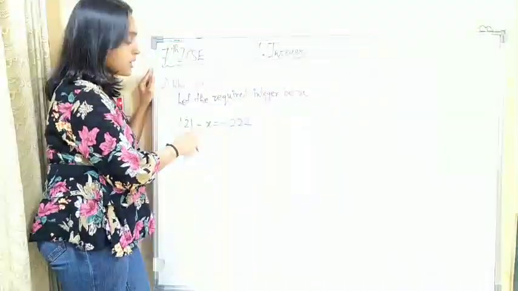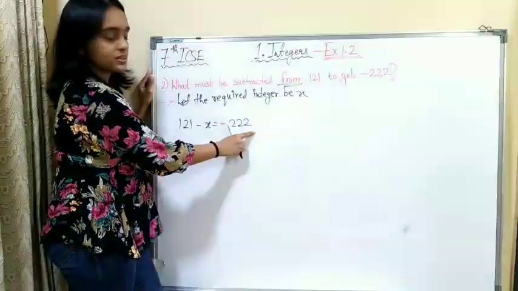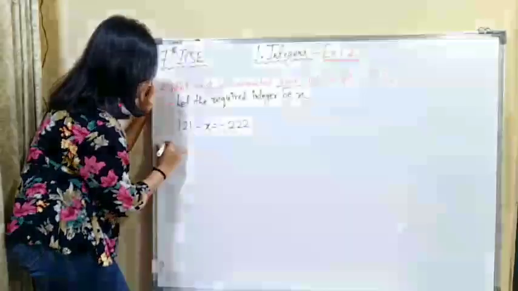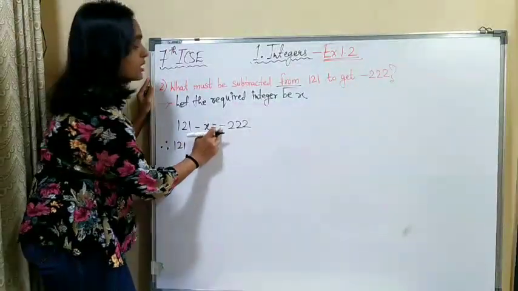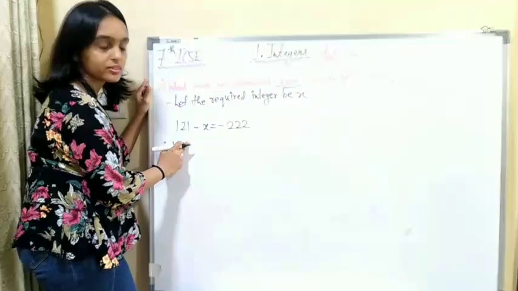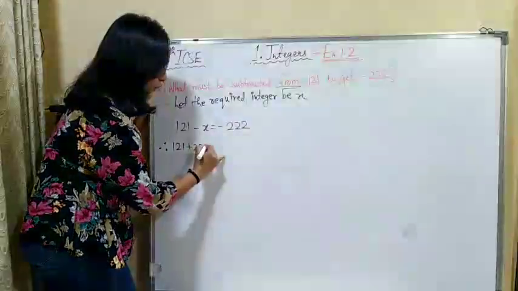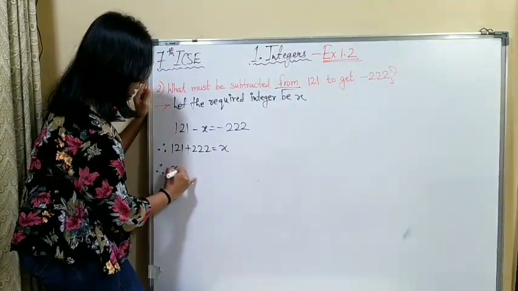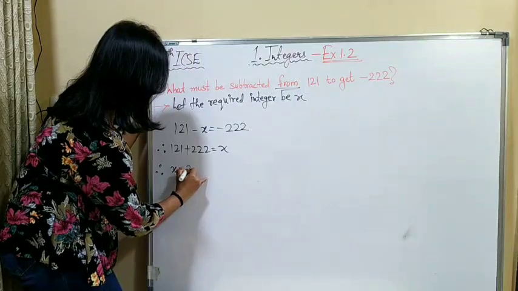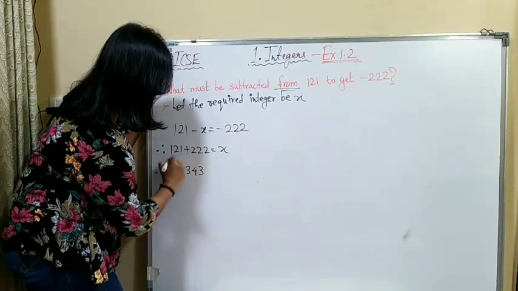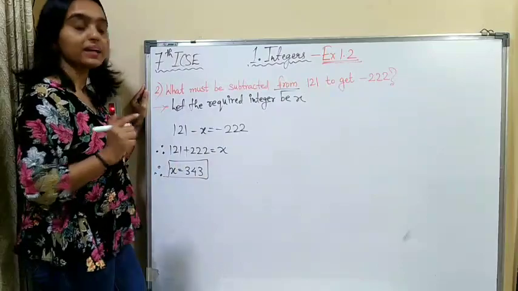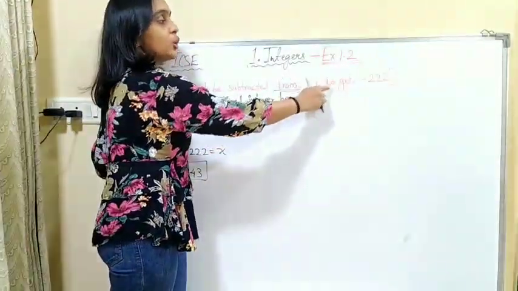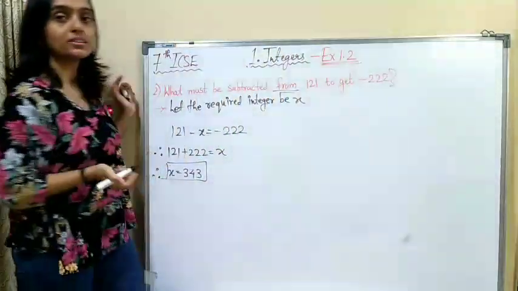So you will transpose this value to RHS and take this value this side. Okay. So therefore you get 121. This minus will become plus after transposing. So plus 222 equals to x. So therefore x will be 343. So now you can conclude that 343 must be subtracted from 121 to get minus 222 as your answer.